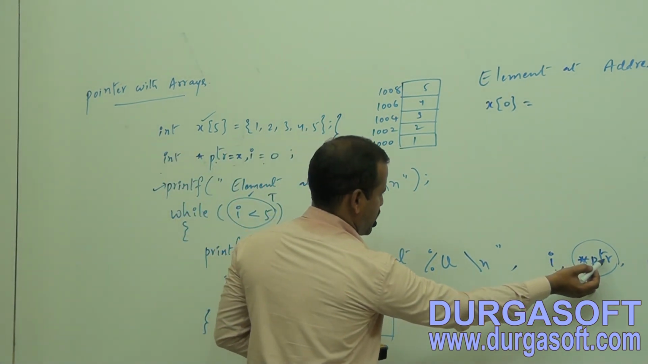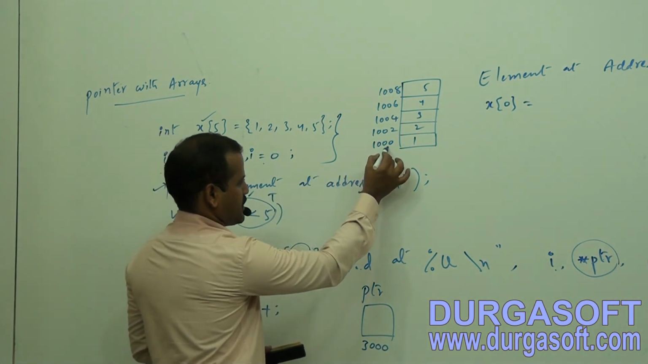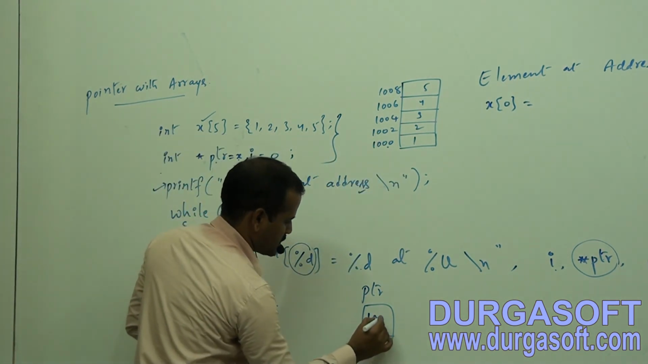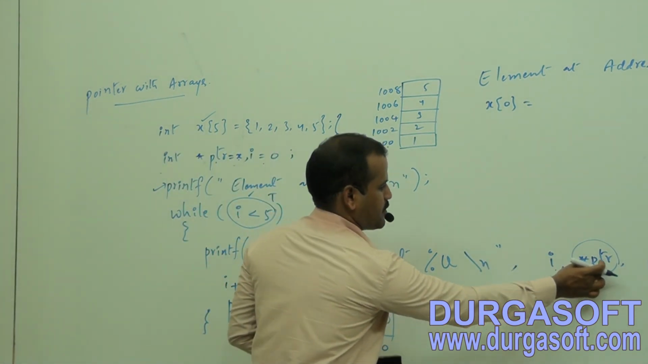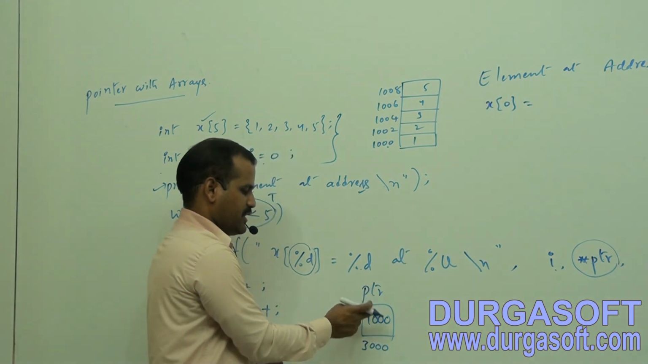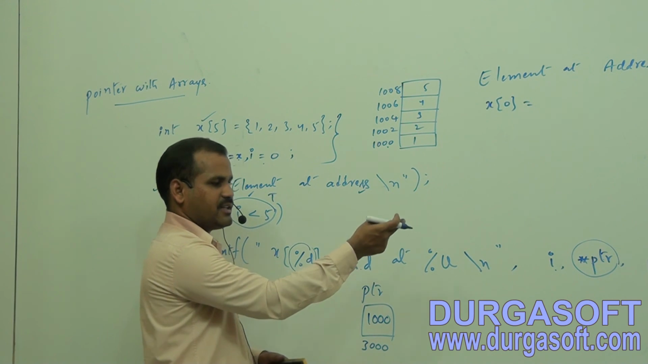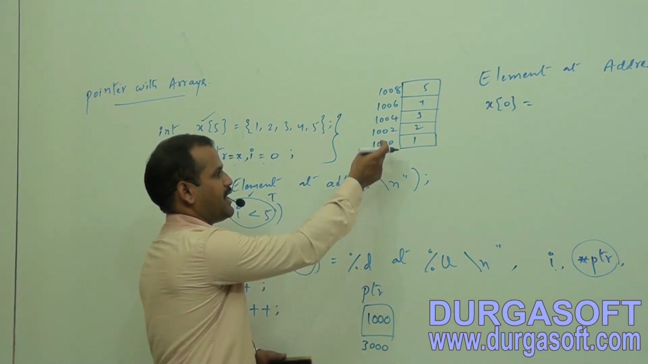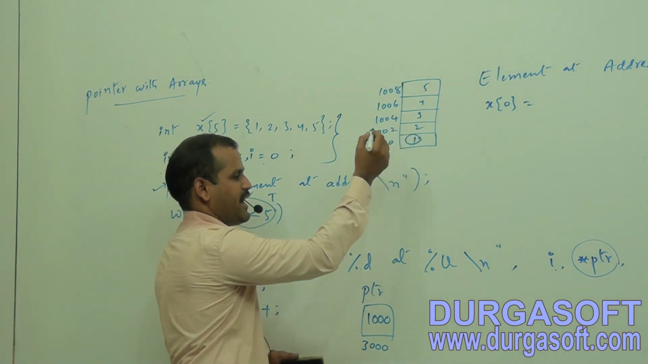So value at this pointer. The pointer initially has the base address of the array, which we are taking as 1000. So let us take 1000 here. This is called value at that pointer. The pointer has address 1000. Value at that pointer means this 1000 is the address of another variable's memory location. So this value 1 will be accessed.